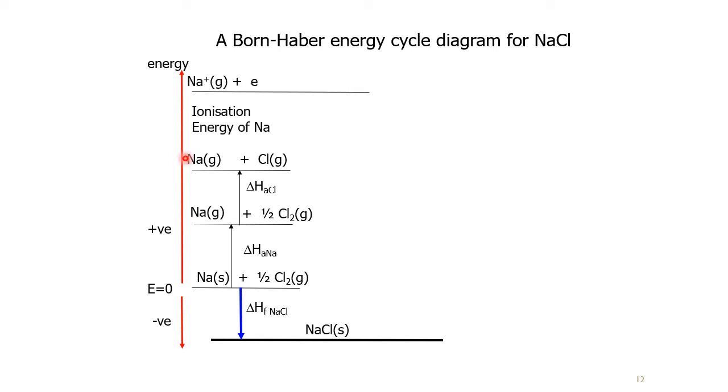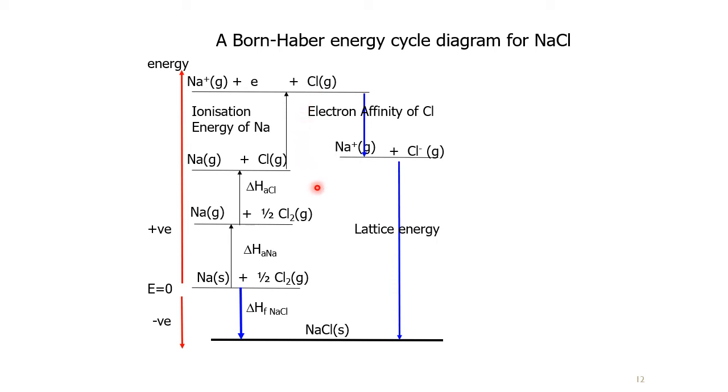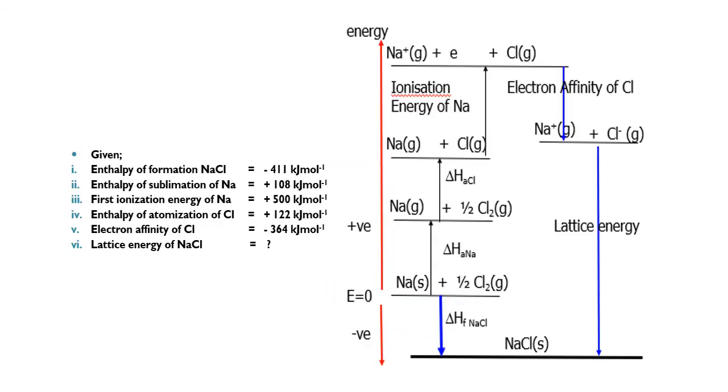Next is the IE of sodium gas. Here remains the same. That is the electron affinity of chlorine atom. Because it is negative, that's why downwards. Next is the lattice energy. As mentioned, lattice energy must be a negative value, that's why downwards. Is it finished? Not yet.